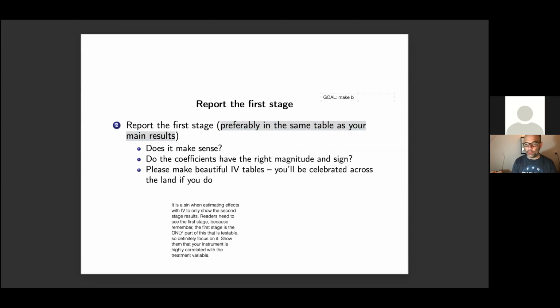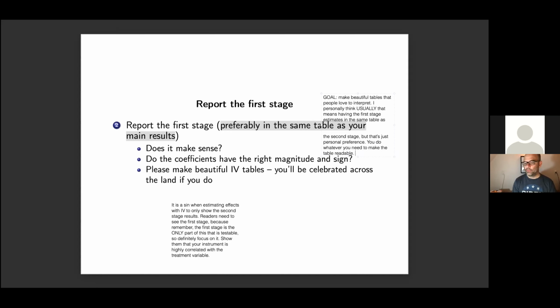Goal, make beautiful tables that people love to interpret. Okay. I personally think usually that means having the first stage estimates in the same table as the second stage, but that's just personal preference. You do whatever you need to make the table readable and beautiful. Okay, and it could be more than one table, right? Goal is, though, report the first stage.